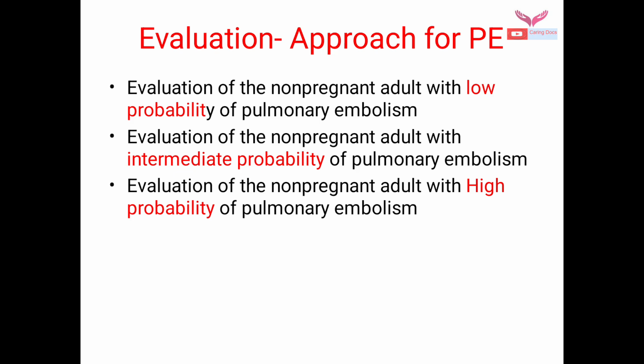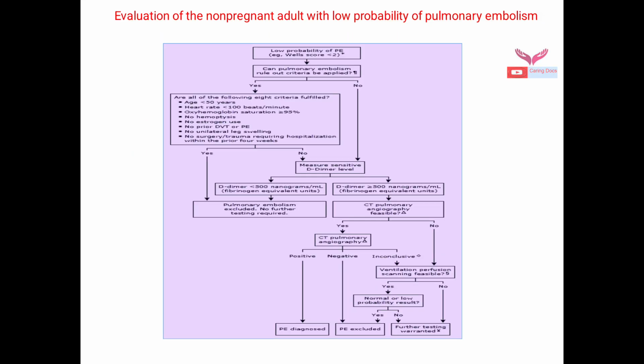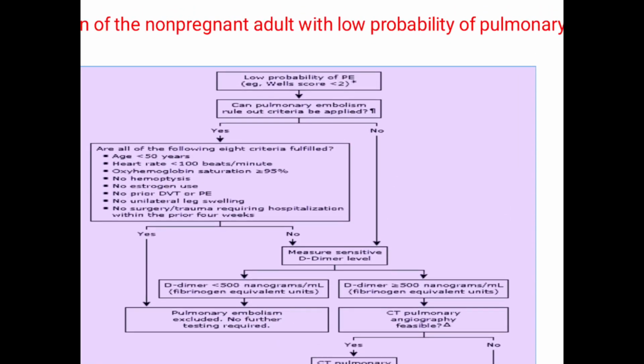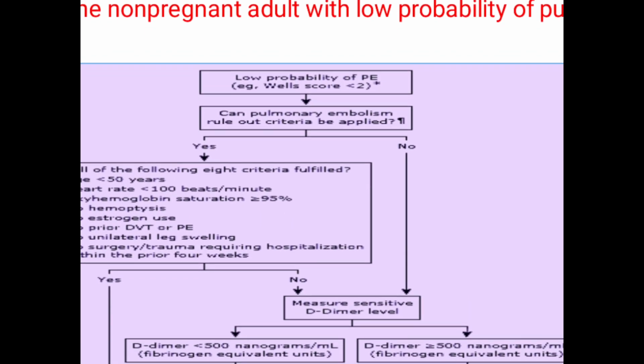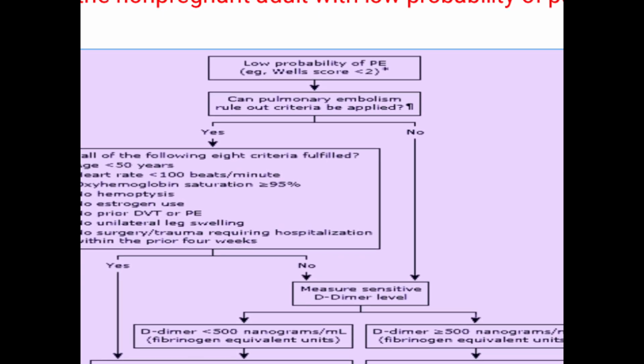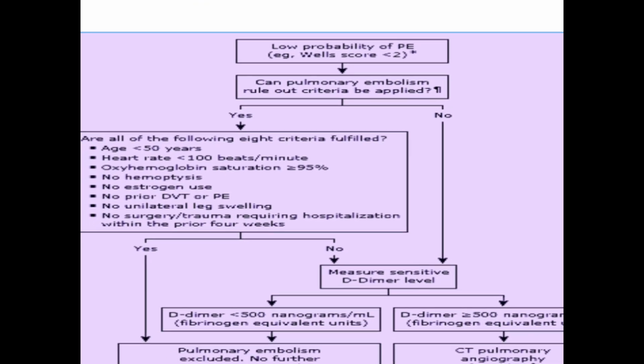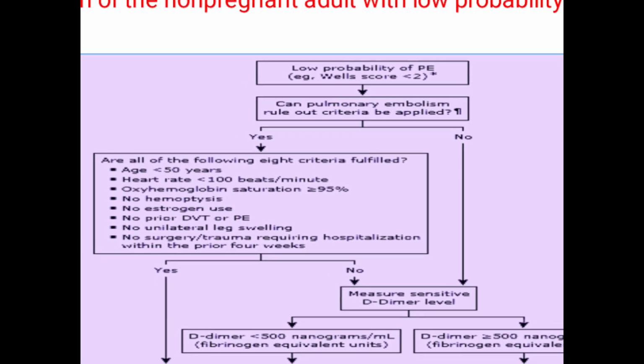So whenever we evaluate a case of pulmonary embolism, we do evaluation based on low probability, intermediate probability, and high probability. Coming to the evaluation of the adult with low probability of pulmonary embolism, when we suspect pulmonary embolism, we do Wells scoring. If it is less than 2, then there is low probability of pulmonary embolism. Then we see, can the pulmonary embolism rule out criteria be applied? We apply the PERC formula if the Wells score is less than 2.